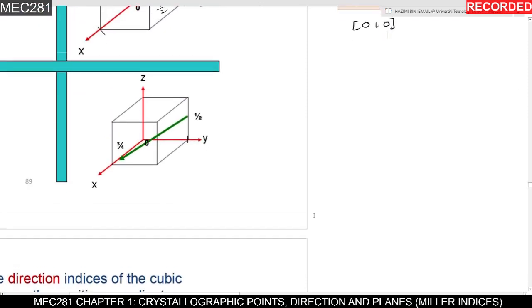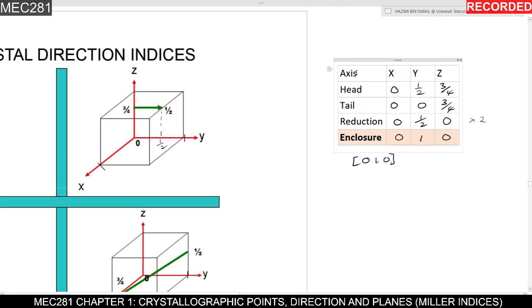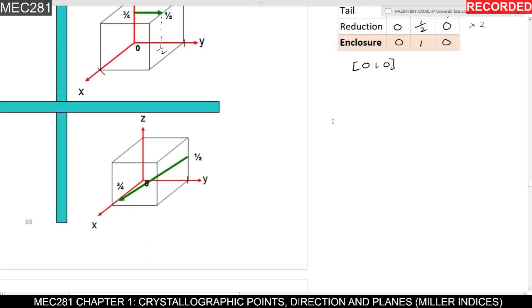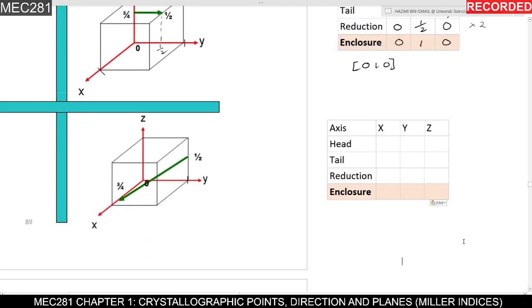Let's try the last one here. Head here is 3/4 of x. Okay, 3/4. Y is 0. Z is 0. The tail, okay, from the x is 0, and y is on the 1, and the z is half.